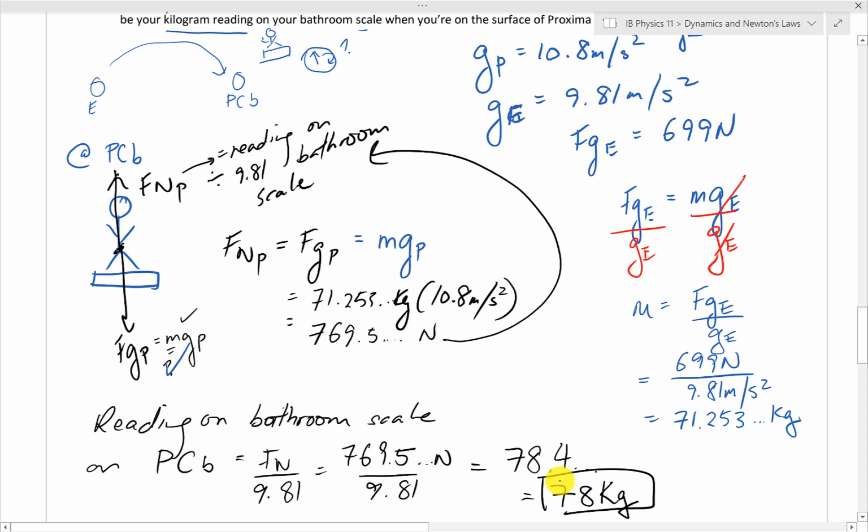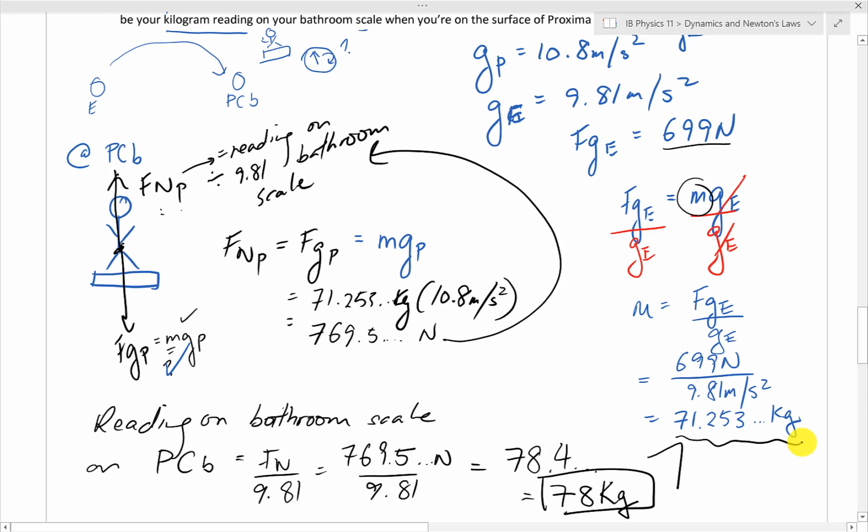Okay, so in the solutions here, we needed to find the reading on the bathroom scale on this new exoplanet. To do that, we needed to find the person's normal force first, divide that by 9.81 to get a bathroom scale reading. That scaled back to us needing the actual mass of the person by using his weight on Earth. And our final answer was 78 kilograms, which indeed is greater than his actual mass.